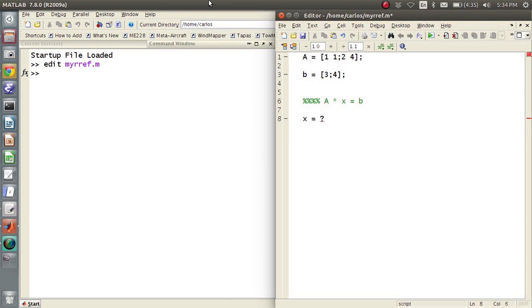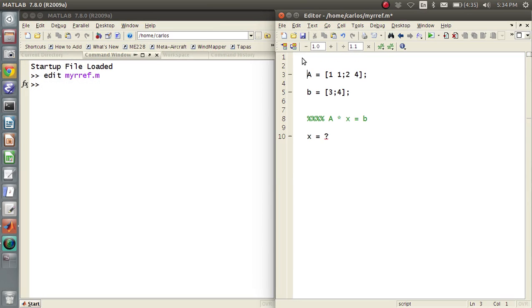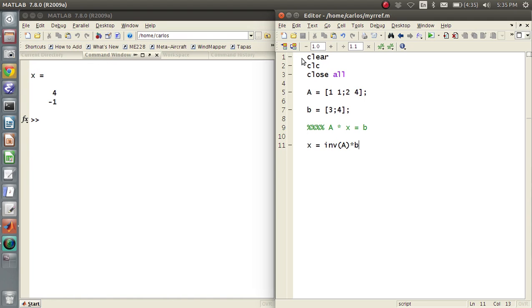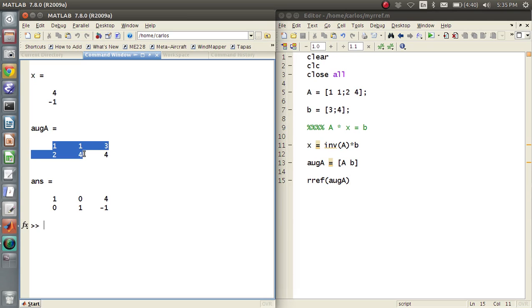I'm going to just put this over here real quick. I'm going to do a clear, a clc, a close all. You can do inverse of A times b, and there's your x. You can also augment A and b and make an augmented matrix, just take A and b, put them together, and then do rref of aug.a. That will give you the matrix A and the matrix B augmented together, and rref essentially just does Gaussian elimination on this left matrix, and then the right hand side is 4, -1.